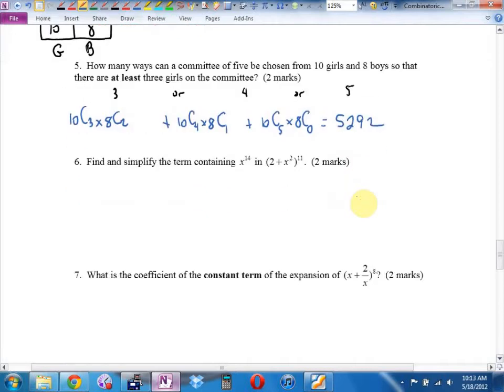Number 6, find and simplify the term containing x to the 14th in that. Ugh. First, I have to figure out when it occurs. Roxanne, what's my great big exponent on number 6? What's n? Too slow. Meant to be very easy.